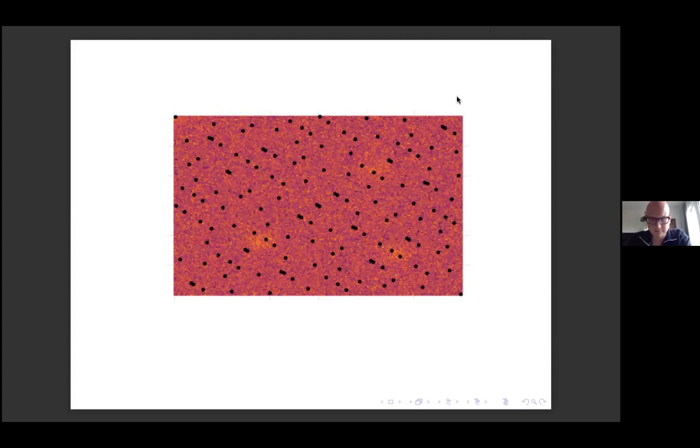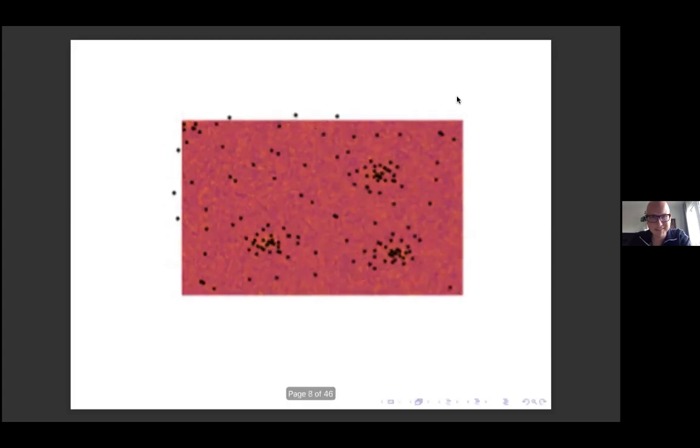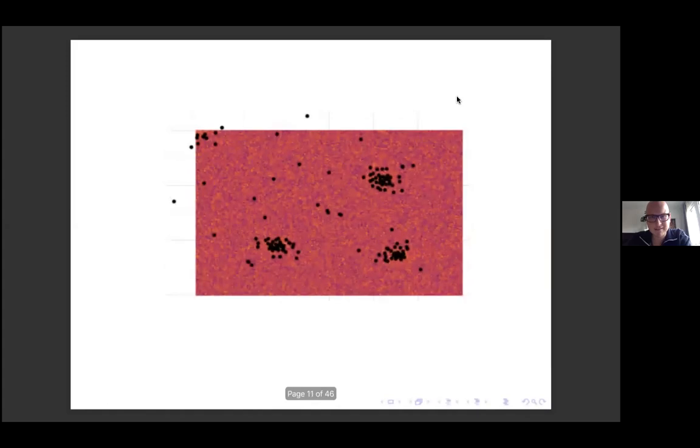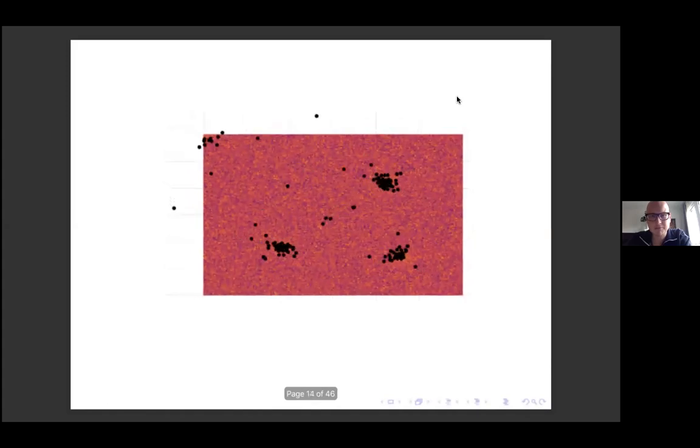So I have a small video. So you can see that, in fact, the particles do manage to find the spots in the picture. And yeah, some also got a little bit distracted, right?